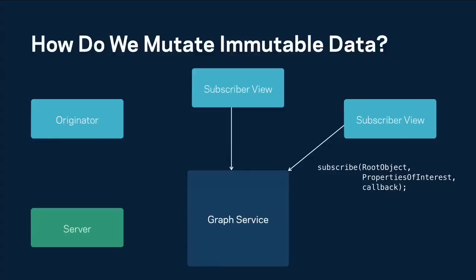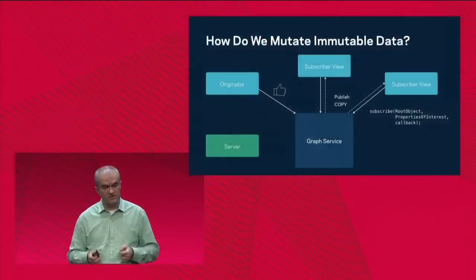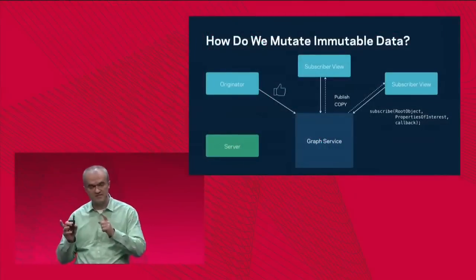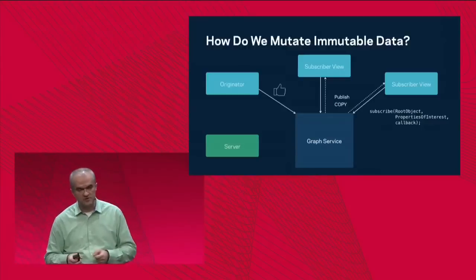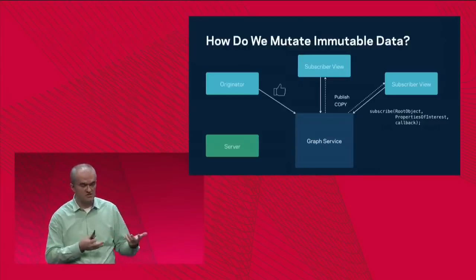Now, when some other view, where someone taps the like button, sends the mutation to the graph service, it will create a copy of the previous state of the story with only one property changed, the number of likes, and it will dispatch that same copy to each subscriber whose query matches the story that changed.